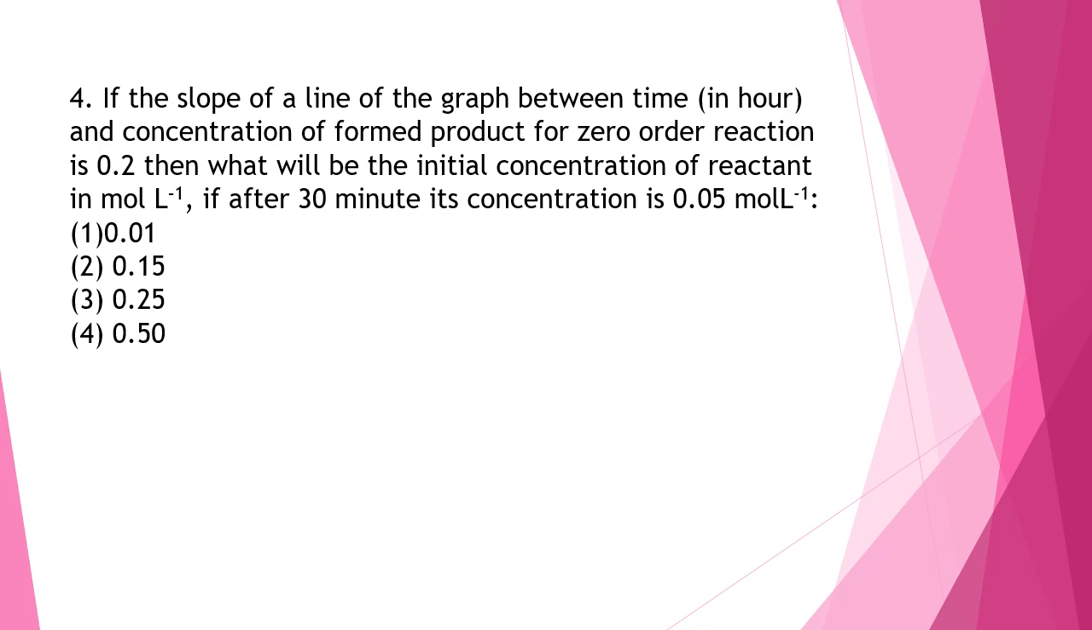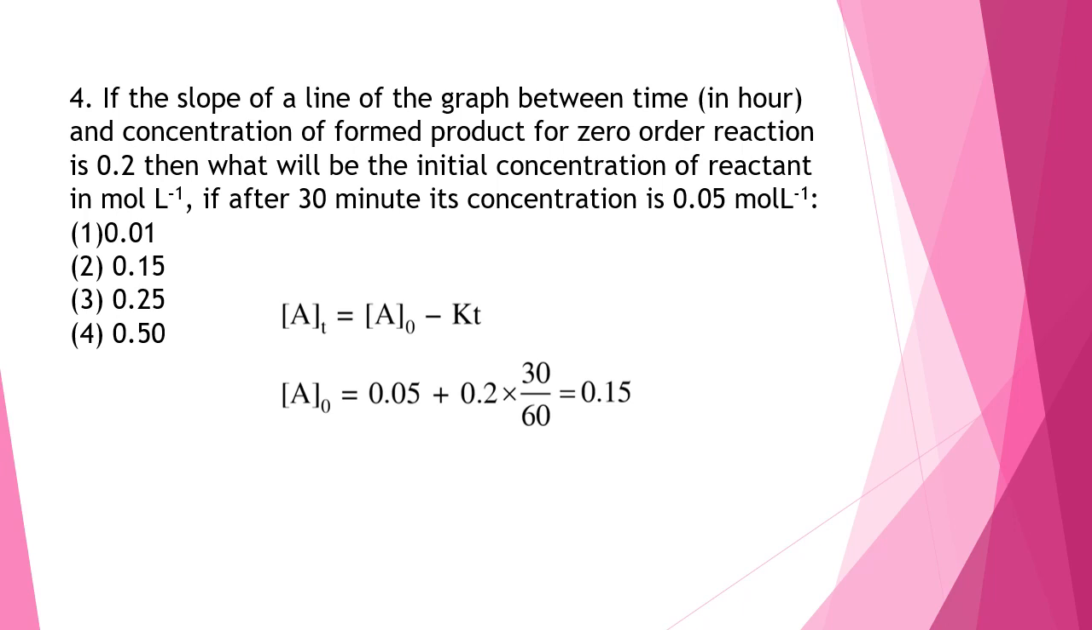Now for zero order reaction, we know that At is equal to A0 minus Kt. We know At and we know K, and we also know time, but we have to convert 30 minutes into hours. So when we solve this for A0, we get A0 is equal to 0.15. So the correct answer will be option 2.